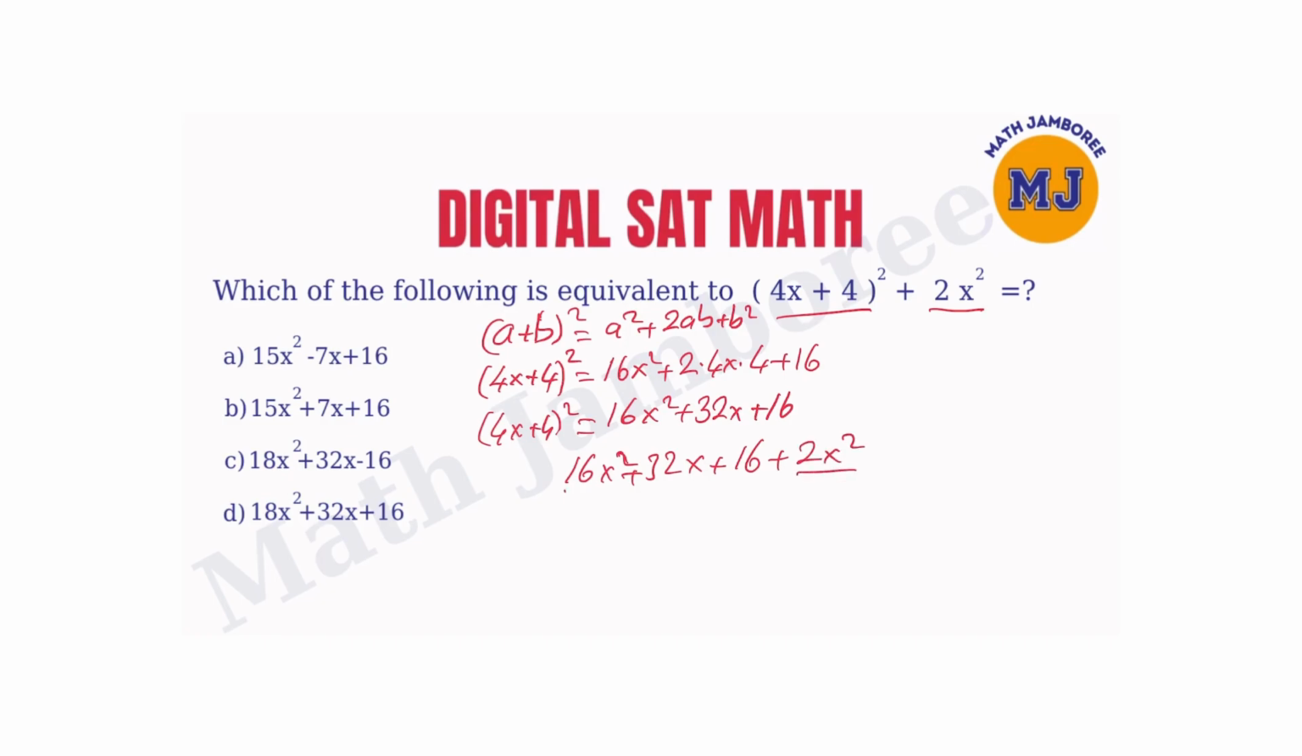This is just like term with this one. We just combine that. So that's going to give us 18x² + 32x + 16. When you look at the choices, choice D will be the right answer for this specific question.